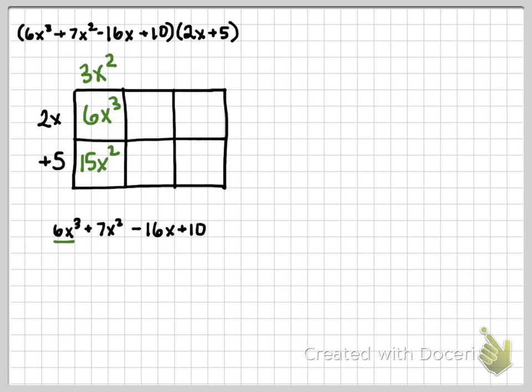Okay, so in order to get to 7x squared, starting at 15x squared, I know this box is going to have to be a negative 8x squared in order to get me there. Once I've got that figured out, I can figure out the top is negative 4x. I can figure out underneath that negative 8x squared is a negative 20x. And now I've got to get from negative 20x to negative 16x, which means I'm going to have to add 4x's to that negative 20.